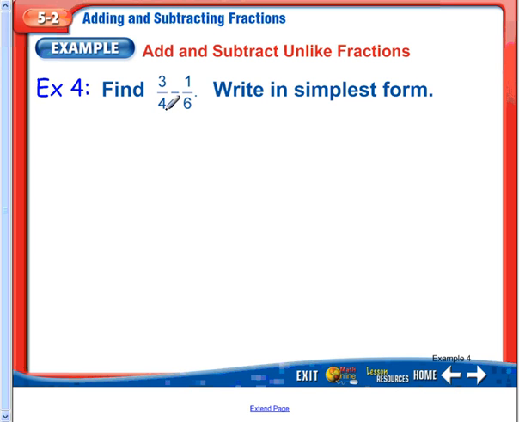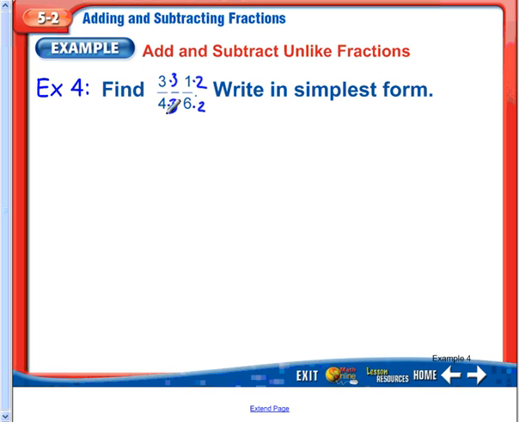Example number 4, 3/4 minus 1/6. Okay, I can't start working on this problem until I find a common denominator. So I could use the L method, but I can see here that I can make 4 a 12, and 6 also can be made into a 12. So 4 needs to be multiplied by 3, so I'll do the same thing on top. And 6 needs to be multiplied by 2, and I need to do the same thing on top.